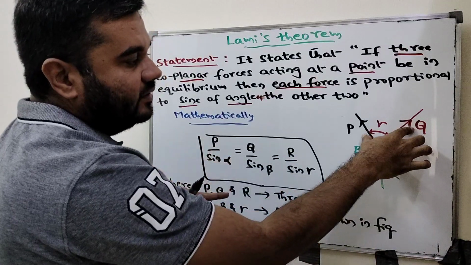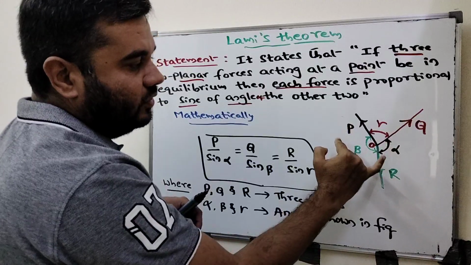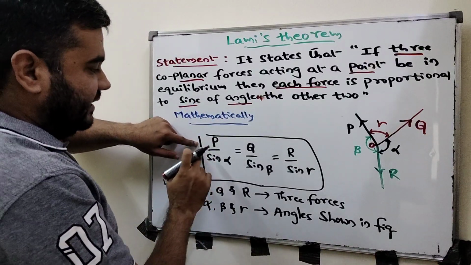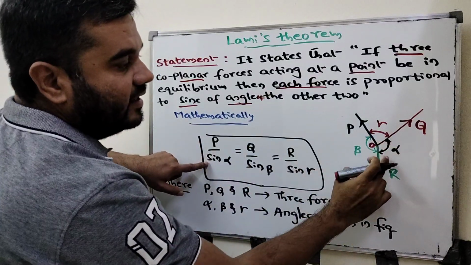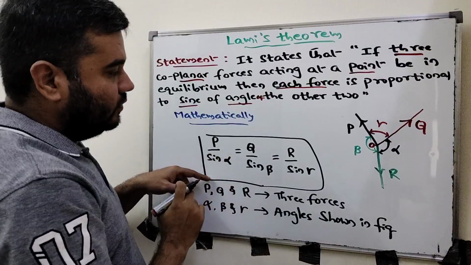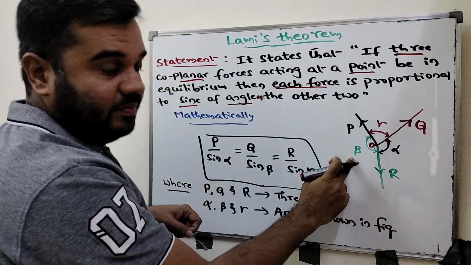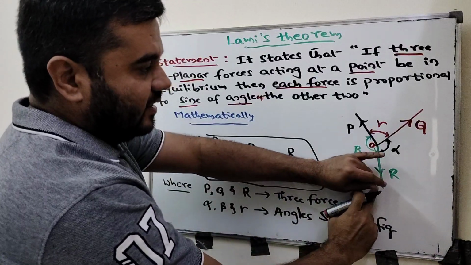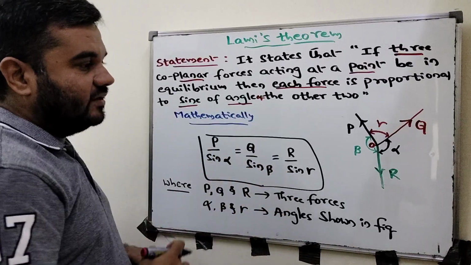Mathematically, P divided by sine of alpha, where alpha is the angle between the other two forces Q and R. Then Q divided by sine of beta, where beta is the angle between P and R. Then R divided by sine of gamma, where gamma is the angle between P and Q. This is the statement of Lami's theorem.